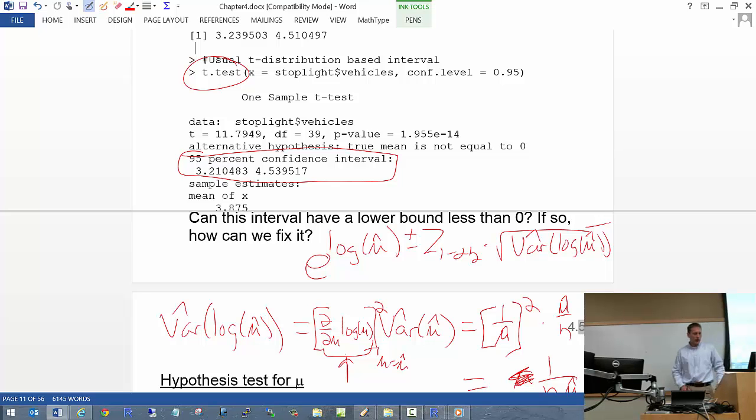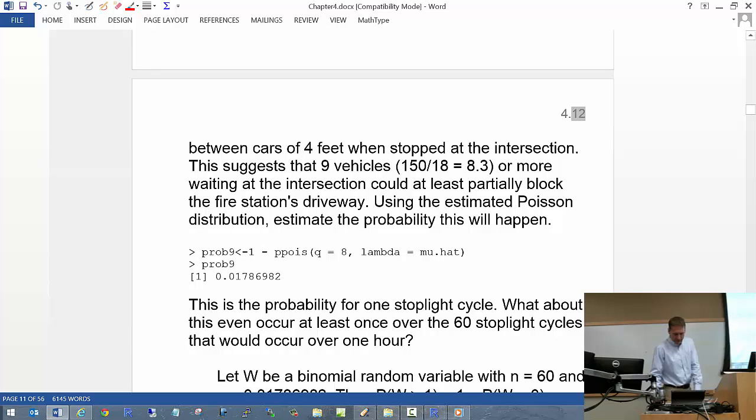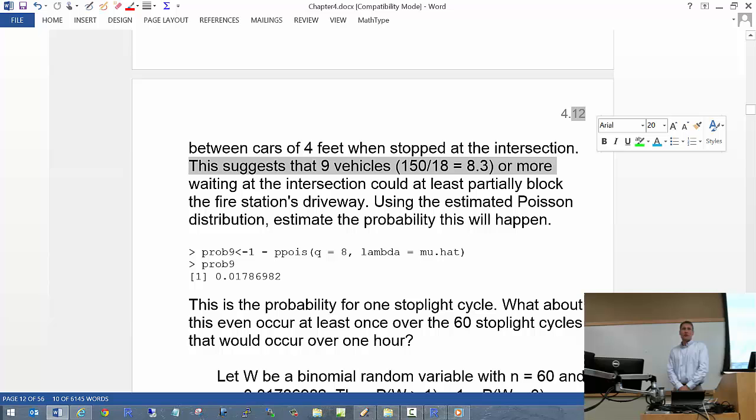Okay, so on average, I would expect anywhere from about 3 to 4.5 cars waiting at that stoplight. Now, by my estimation, it would take probably about 9 cars to block that fire station's driveway, and that was the original purpose of doing this. So on average, we could see that that fire station's driveway is not going to be blocked, because my interval is a lot less than 9.